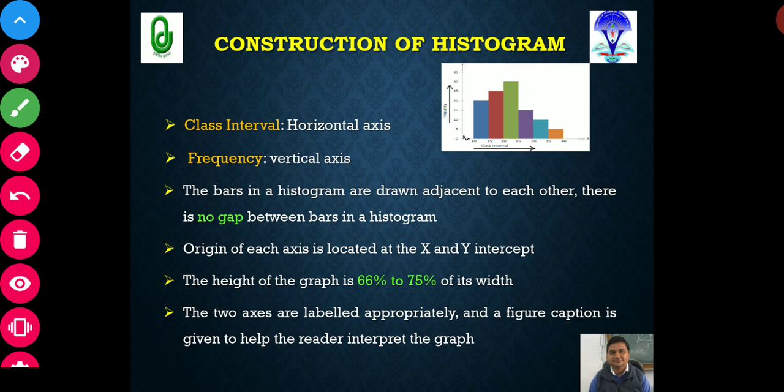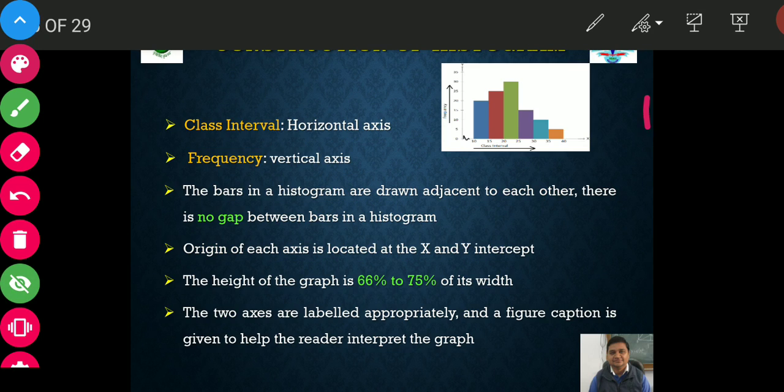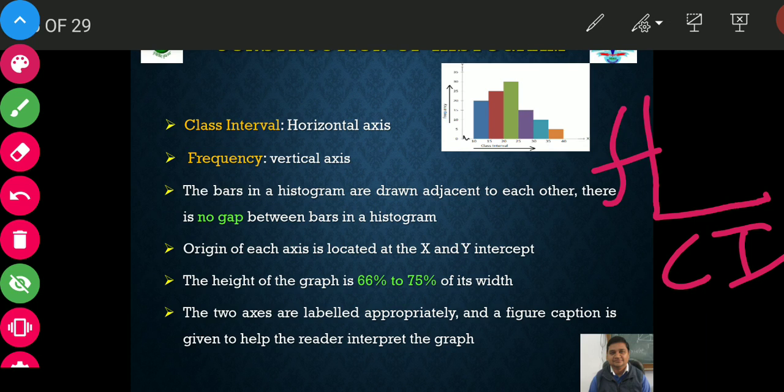Now, how to construct a histogram? First, we will form two axes, the x-axis and y-axis. This horizontal axis will represent the class interval, as I already told you. Then the vertical axis, that is the y-axis, will represent the frequency. The bars in the histogram are drawn adjacent to each other and there is no gap, as we have already seen. The origin of each axis is located at the x and y intercept. So this is the origin of this graph. One important convention is that the height of the graph is 66 to 75% of its width. There is no hard and fast rule, but this is the convention that the height should be 66 to 75% of its width. So this is how the histogram is prepared.